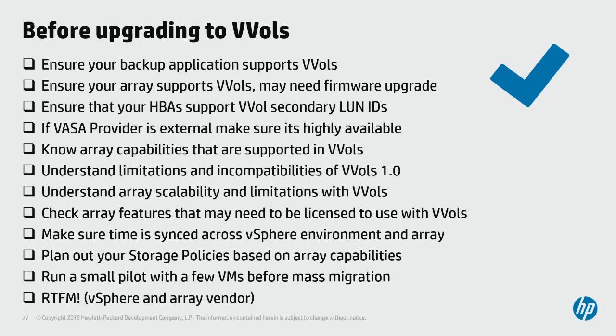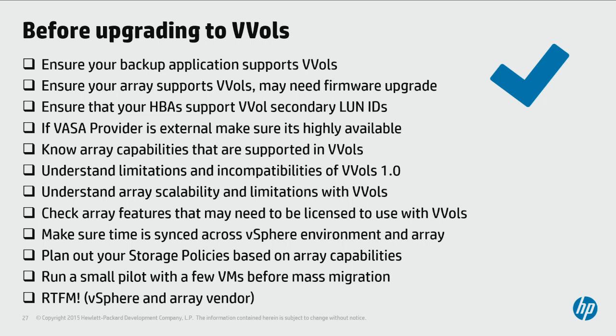Plan out your storage policies. Look at all the feature sets that you have and put some thought into how you want to map out these policies. If you want to create different tiers based on performance characteristics, capacity characteristics, or availability characteristics, plan out and draw out the policies that you want to create, how you want to map the array features into them, and then how you want to assign those to virtual machines. What policies will go to what VMs.